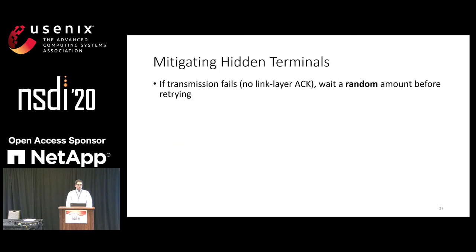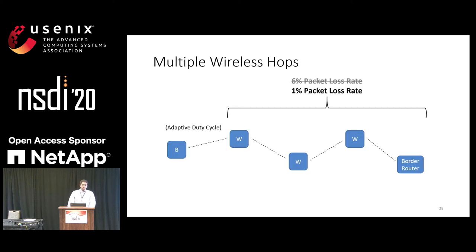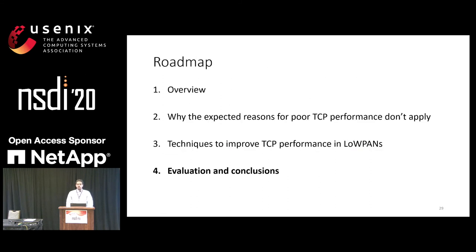What we do instead is we add a delay in the link layer. So if a transmission fails, as in there's no link layer acknowledgement, we wait a random amount before retrying the transmission. And this is different from CSMA because we aren't delaying based on an assessment of whether the channel is busy or not. We're delaying based on whether the previous transmission succeeded. And as we increase the delay, what we see is that the segment loss goes down. But for moderate to small delays, the TCP goodput isn't actually affected very much by it. So using this technique, we're able to significantly decrease the packet loss rate over multiple wireless hops to mitigate hidden terminals. Now I'm going to move on to the final part of the talk.